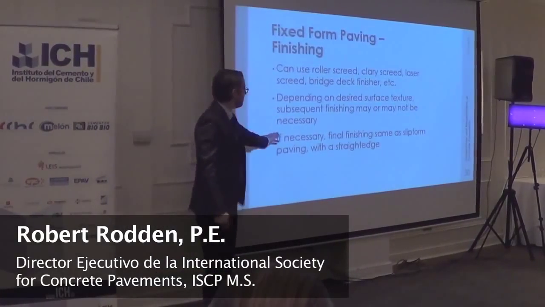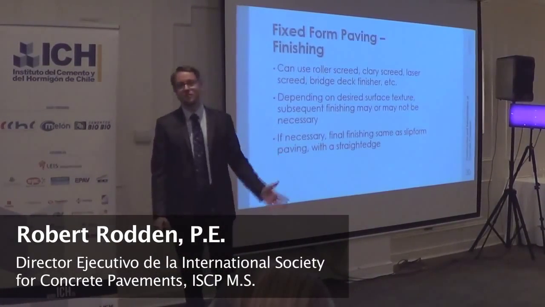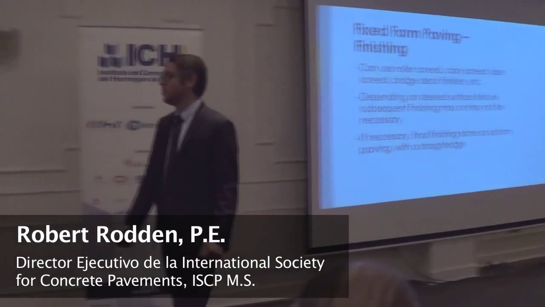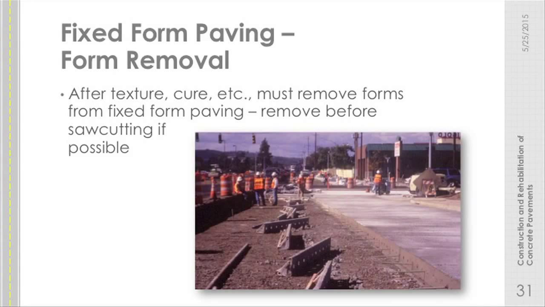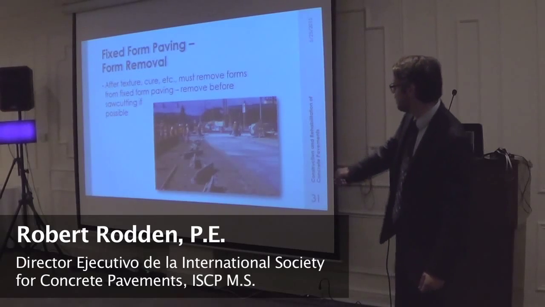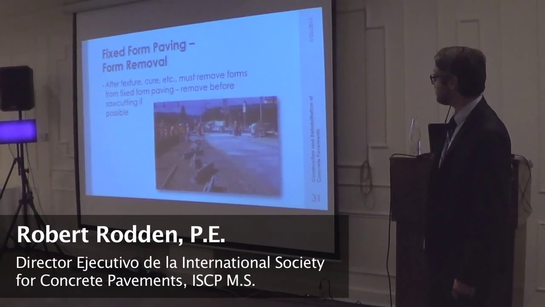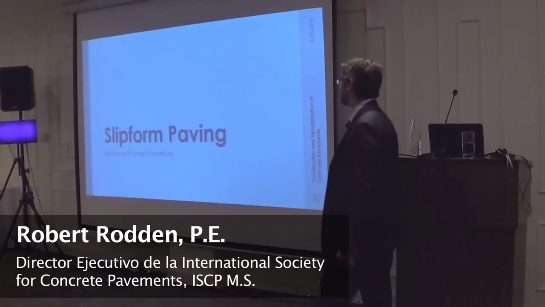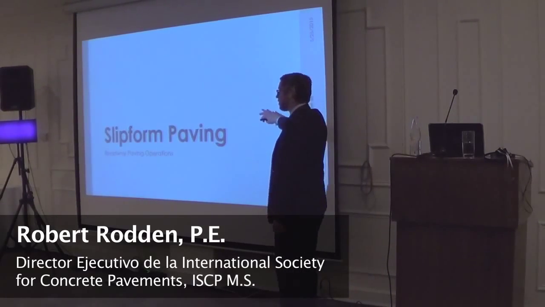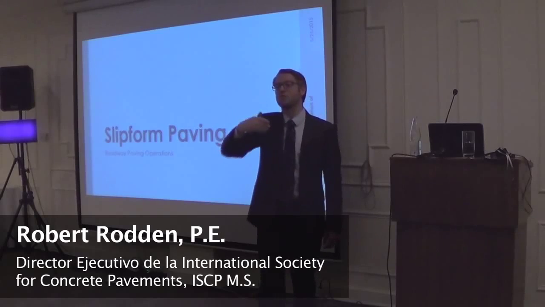Generally, for roadways, the finishing is the same as it is for slip-form paving, with the straight edge and then some sort of texture after that. With forms, we have to remove the forms before we saw cut. Otherwise, we're going to saw cut into the forms, and the metal forms especially are not the cheapest things to have. So they remove the form work before saw cutting, and we'll catch up with where things go from there.